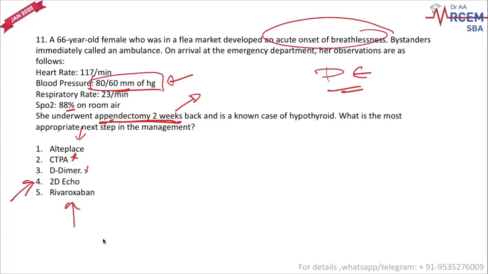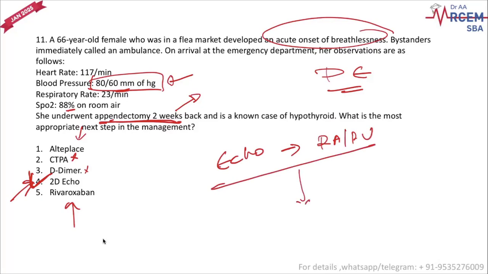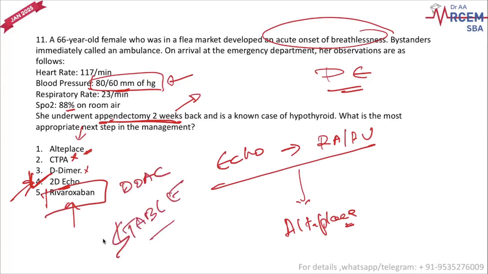The right answer here is to do a 2D echo. Why? We need indirect evidence of PE. On an echo scan, if you get it done, you will see RA-RV dilatation. If this is present, then you go ahead and do thrombolysis. At that point of time, alteplase will be the right answer. So before giving alteplase, get a 2D echo done. Rivaroxaban, a direct oral anticoagulant, is not for an unstable patient. It's for a stable patient. So the right answer here is to get a 2D echo done. This has repeated in September 24 also.